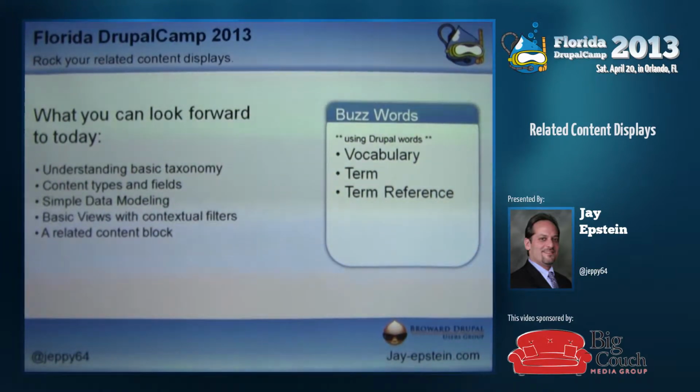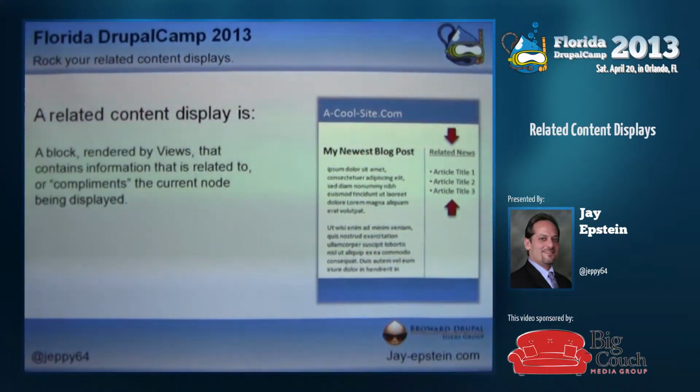Related content displays come in umpteen million forms. They could be a sidebar block, where we've all seen them. Actually, I'll show you one. We're looking at a blog post, and on the right-hand side, related news. So if the blog post is about today's weather in Florida, maybe on the right-hand side there's a news article about upcoming rain. You guys get the idea.